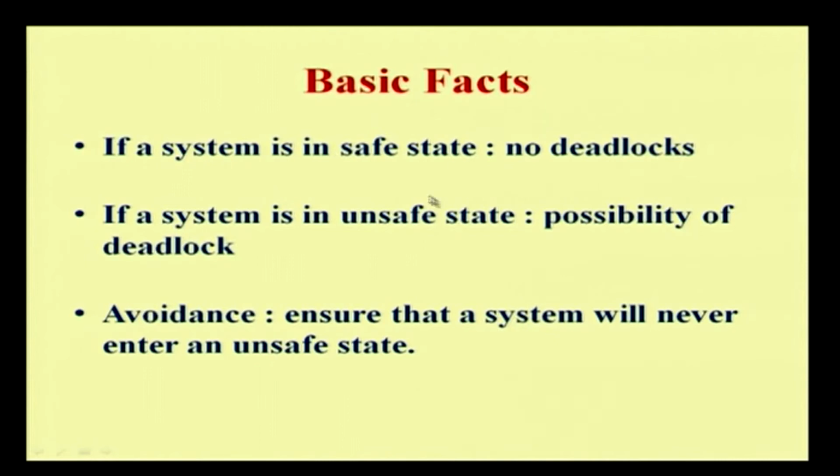Now let us see the basic facts relating to the banker's algorithm. The first fact is, if a system is in a safe state, then there is no deadlock. If a system is in an unsafe state, then there is a possibility of deadlock. It does not mean that there definitely will be a deadlock, only a possibility. Then the third point is avoidance: ensure that a system will never enter into an unsafe state. If you have sufficient money with you, then your state will never end in a deadlock. That is the meaning of the third point.